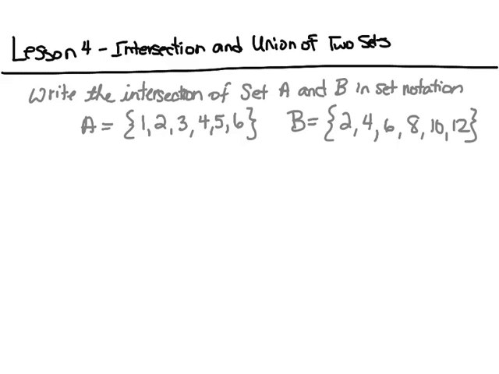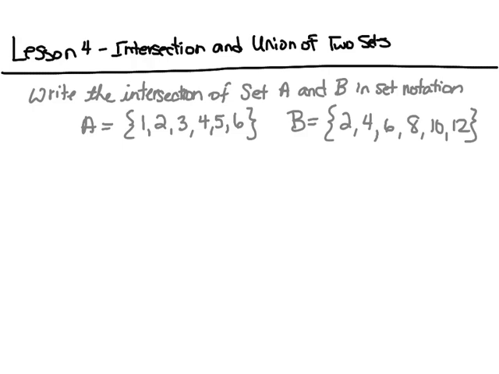Lesson 4, intersection and union of two sets. So intersection, if you were to imagine your Venn diagram, the intersection is the point where our two circles match. So it's points that are in both set A and set B.